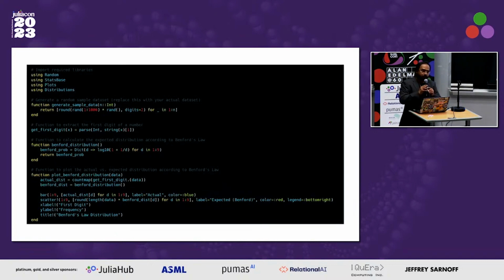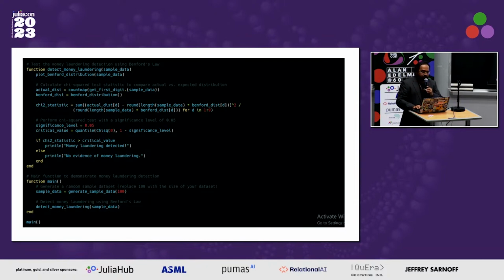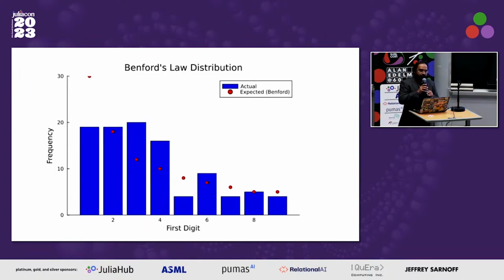We have written code in Julia, which extracts the leading digits of credit and debit amounts and plots them in the Benford's distribution. Now you can see here that there is a blue bar, which is the actual amount, and the red one is the expected one. There is a lot of deviation in the first case itself, so that means there is possible money laundering here.